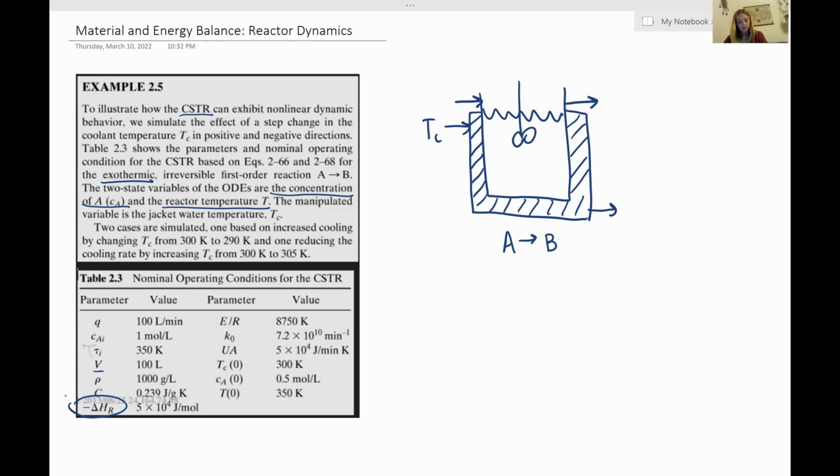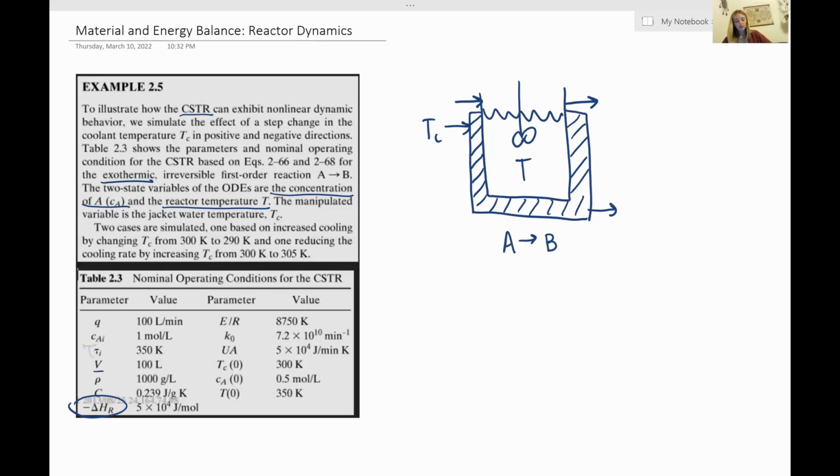So, like we said before, we're interested in finding the concentration of A and the reactor temperature T. So it's going to be the temperature inside of our tank. And what else does it give us here? Two cases are simulated, one based on increased cooling by changing TC, the coolant temperature, from 300 Kelvin to 290 Kelvin.